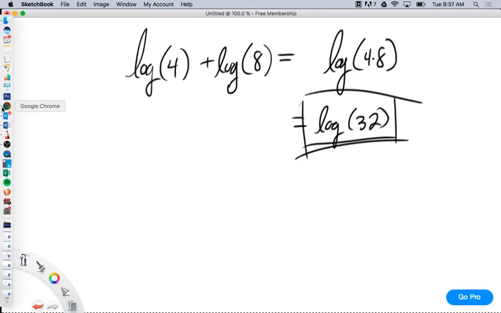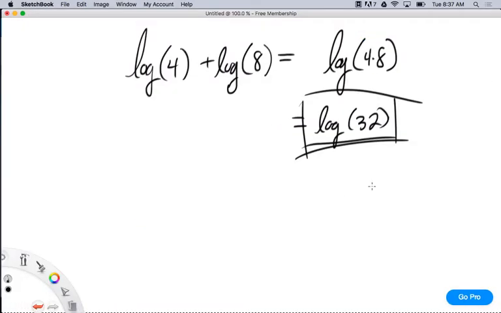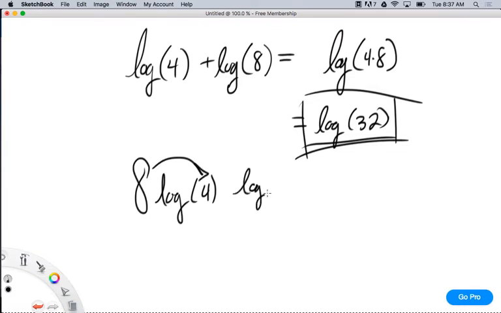Yes, sir? What if it was 8 log 4? Would it be log 32 as well? No, that's a different property. I'll go into that. Jordan asked, what if it was 8 log 4? To address that, this is not log 4 plus log 8. This is different, so this becomes the exponent. We're going to get that in a second. This would be log of 4 to the 8th power. So that's not what we're covering just yet. Do you guys understand? Simple as that. Okay?